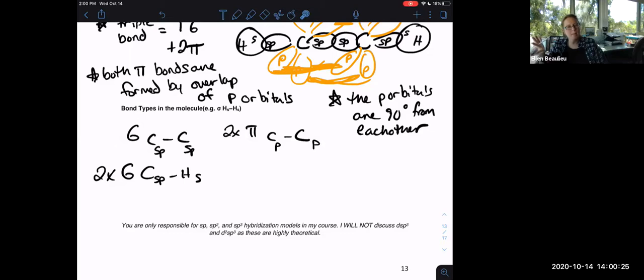So any atom that has a steric number of 2, 3, or 4, you should be able to explain with hybridization. Steric number of 2, I need 2 hybrid orbitals, so I'm sp. Steric number of 3, I have 3 hybrid orbitals, so I'm sp2. Steric number of 4, I need 4 hybrid orbitals, so I'm sp3.